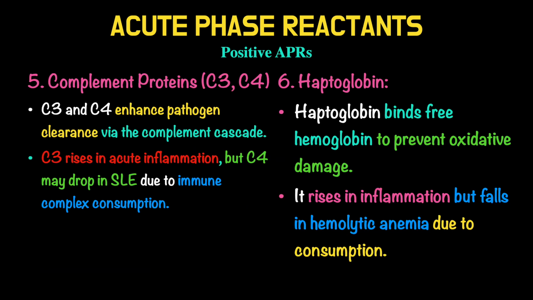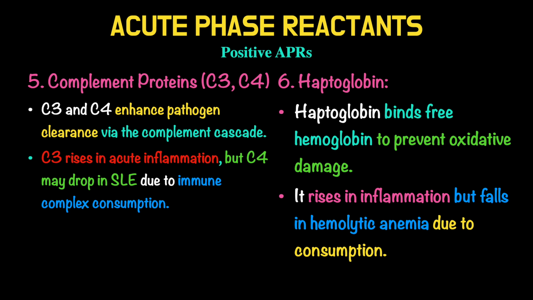And the fifth one is complement proteins like C3 and C4. C3 and C4 enhance pathogen clearance via the complement cascade, right? C3 rises in acute inflammation, but C4 may drop in SLE. This is a very, very important point here. In common inflammation, C3 and C4 both rise, but in SLE, systemic lupus erythematosus, C4 may drop due to immune complex consumption, right?